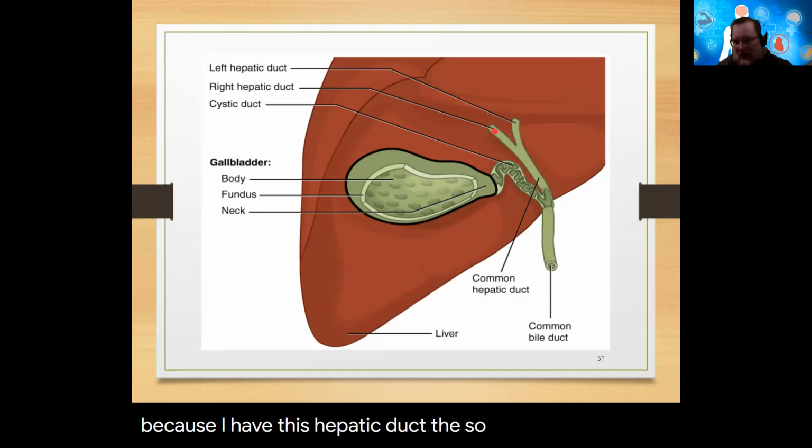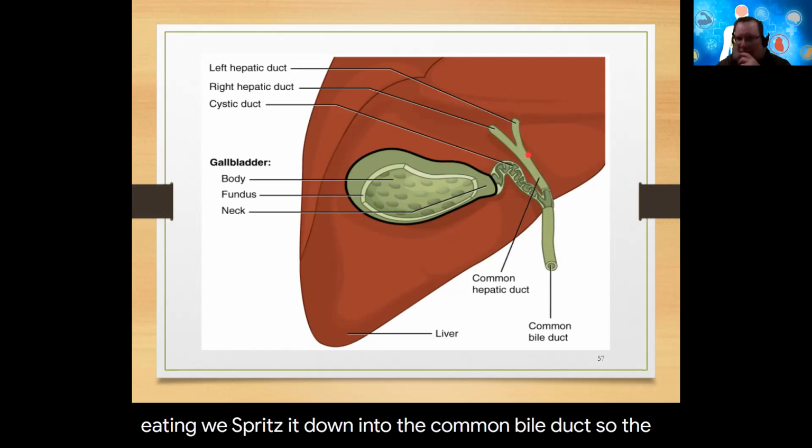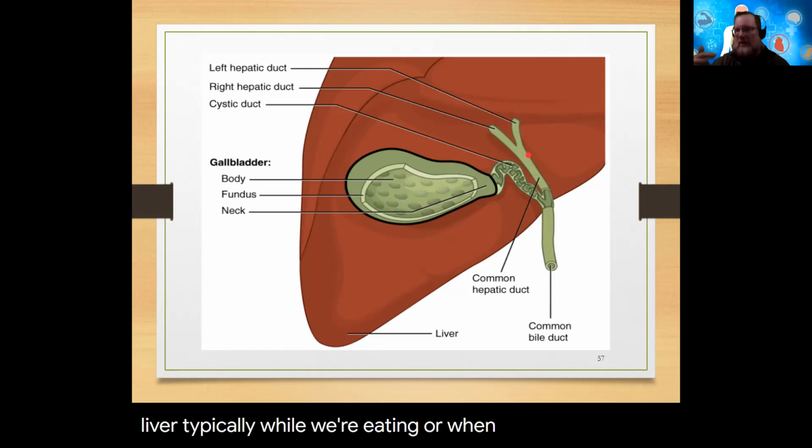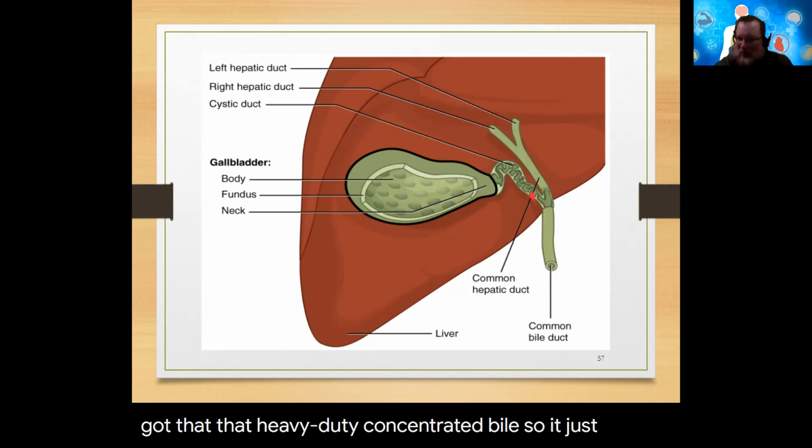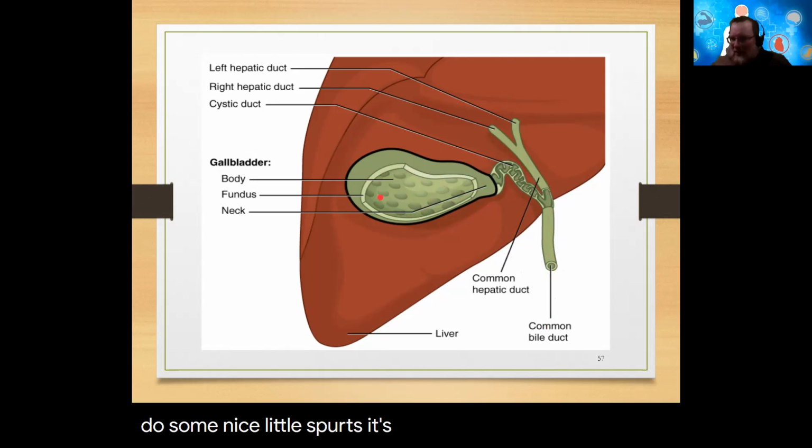Basically, bile gets produced in the liver, comes down here, and then it goes up and gets stored here. And then when we need it during eating, we spritz it down into the common bile duct. So when we're digesting food, fats particularly, the liver doesn't really need to get involved with dumping bile down into the small intestine because the gallbladder has that heavy duty concentrated bile, so it just has to do some nice little spurts. It's twice as strong as what's coming straight from the liver.